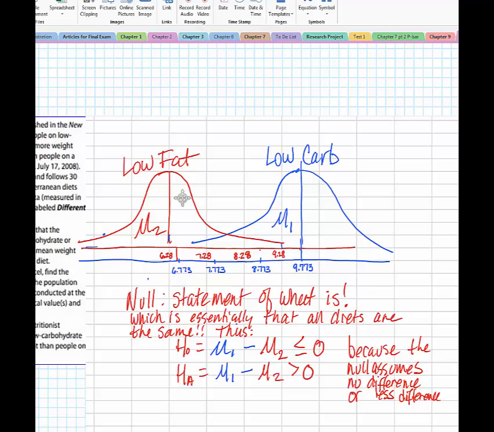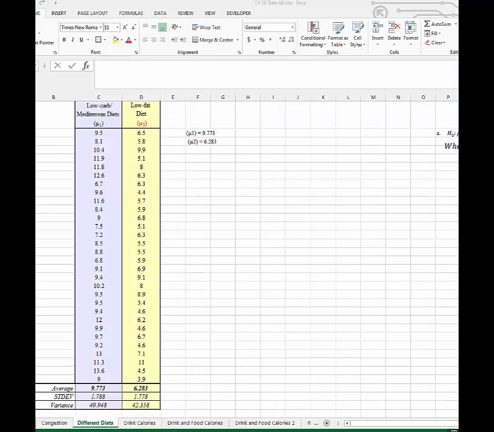So you can see that my alternative here is exactly what I just said. Mu1 minus mu2 is indeed greater than 0, which is really what we're trying to show, and really what we think, because if we were to just take our means and write them out, of course our number would be greater than 0, right? Because of course 9.77 minus 6.28 is indeed greater than 0. So now let's go ahead and take a look at Excel.